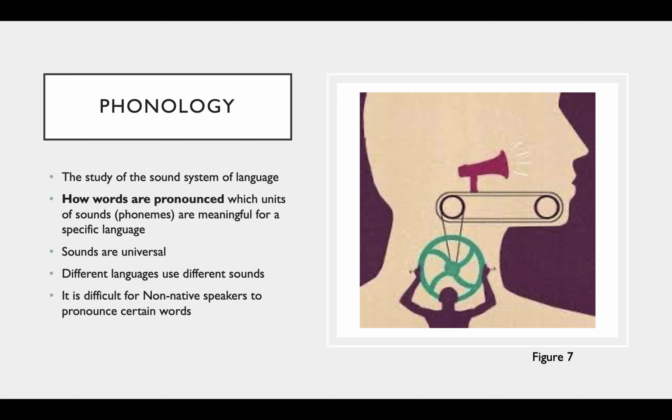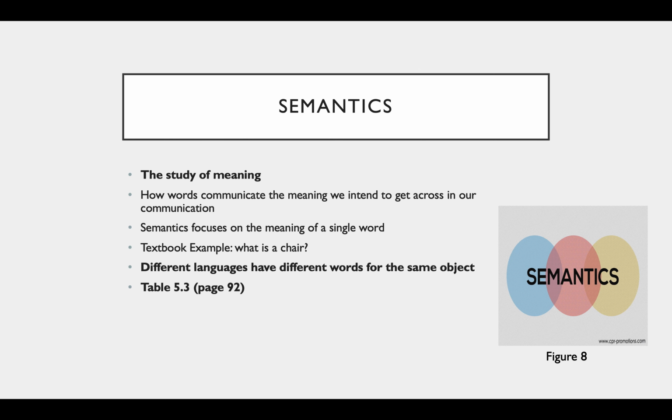Okay, let's go into the next one, which is semantics. Semantics means the study of meaning, which is kind of giving different words for the same thing. So words that can communicate the meaning we tend to get across in communication. Semantics focuses on the meaning of a single word. And there are some examples there.